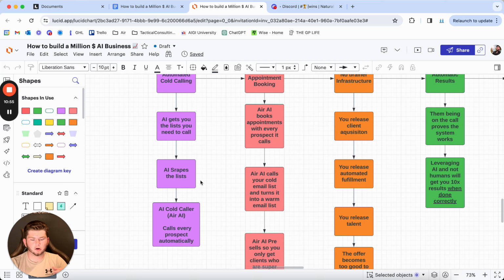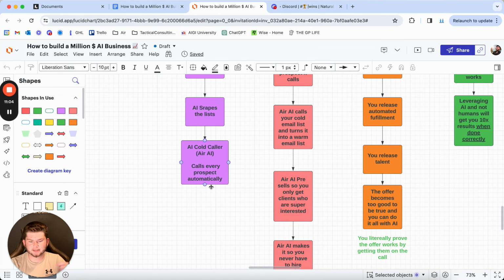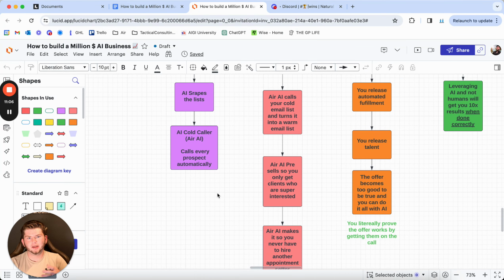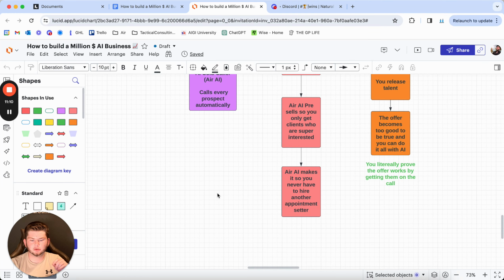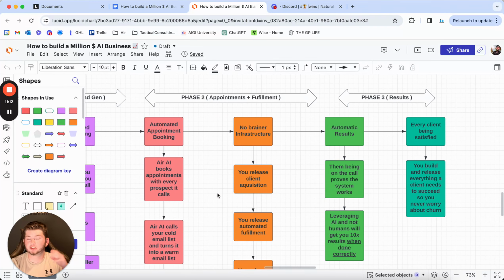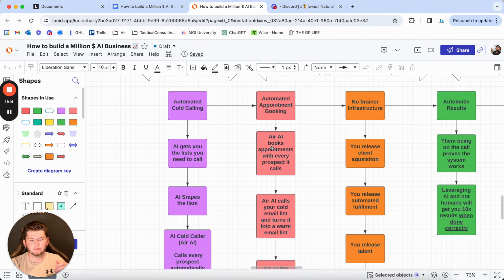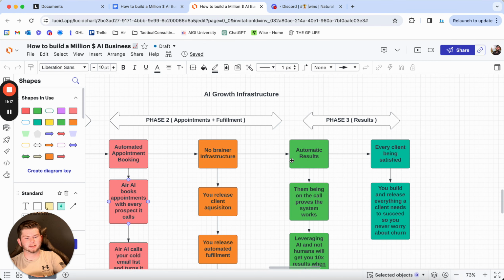Air AI cold calls all your email people to turn them into a warm email list, like saying, hey, can you check your inbox? So now it's not a cold email, it's a warm email. Air AI pre-sells, so you don't even have to worry about selling them on the call. They're already sold by the time they show up. And Air AI makes it so you never have to hire another appointment setter again. That's super valuable for a business. Just these two things alone, we take it to the next level. We're going to do more.